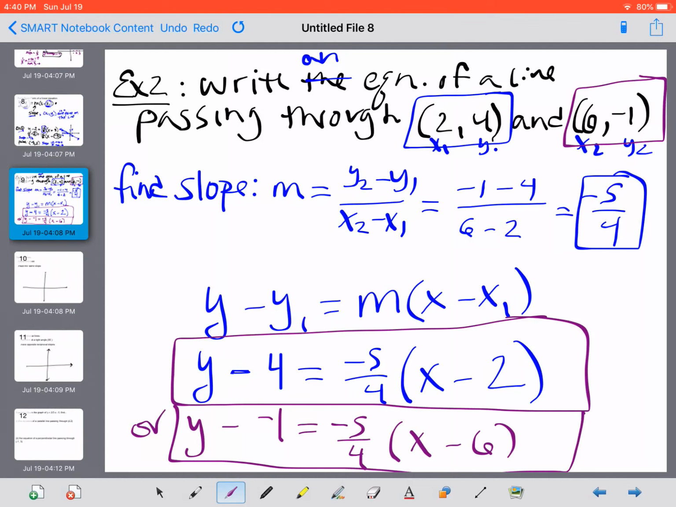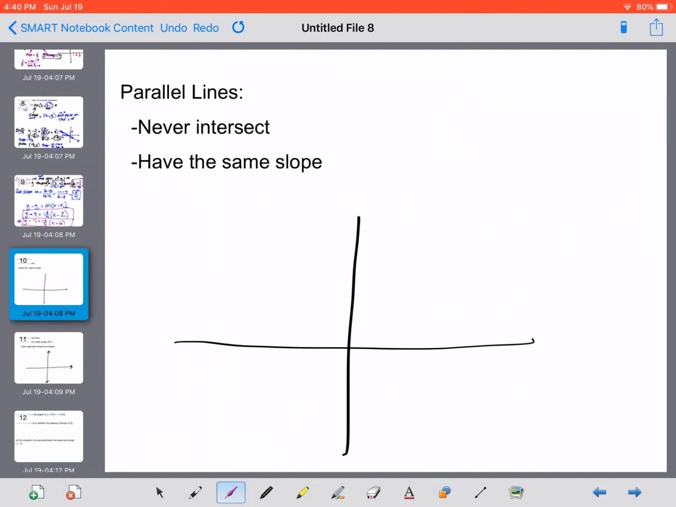All right, our last couple definitions have to do with special types of lines, namely parallel lines and perpendicular lines. So parallel lines is just a name that we give for 2 linear equations whose graphs never intersect. So as an example, something like this and this.